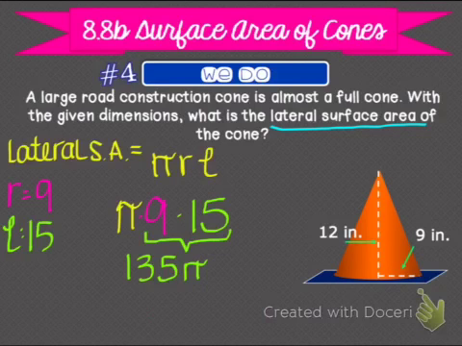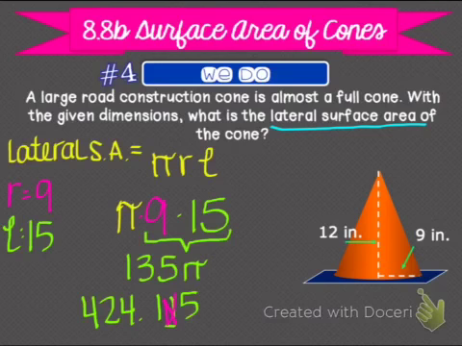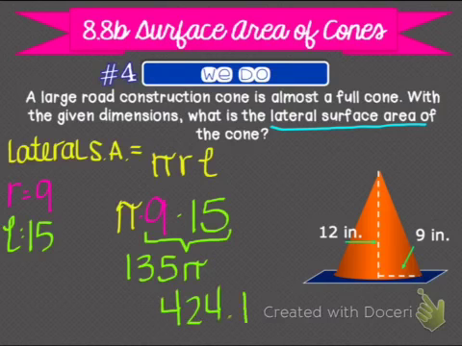this decimal, 424.115 and so on. But 1 is not 5 or bigger, so we're going to just keep it 424.1. So 424.1, and we are measuring in inches. And again, surface area is just squared, even though it's just part of our surface area, it's still squared.